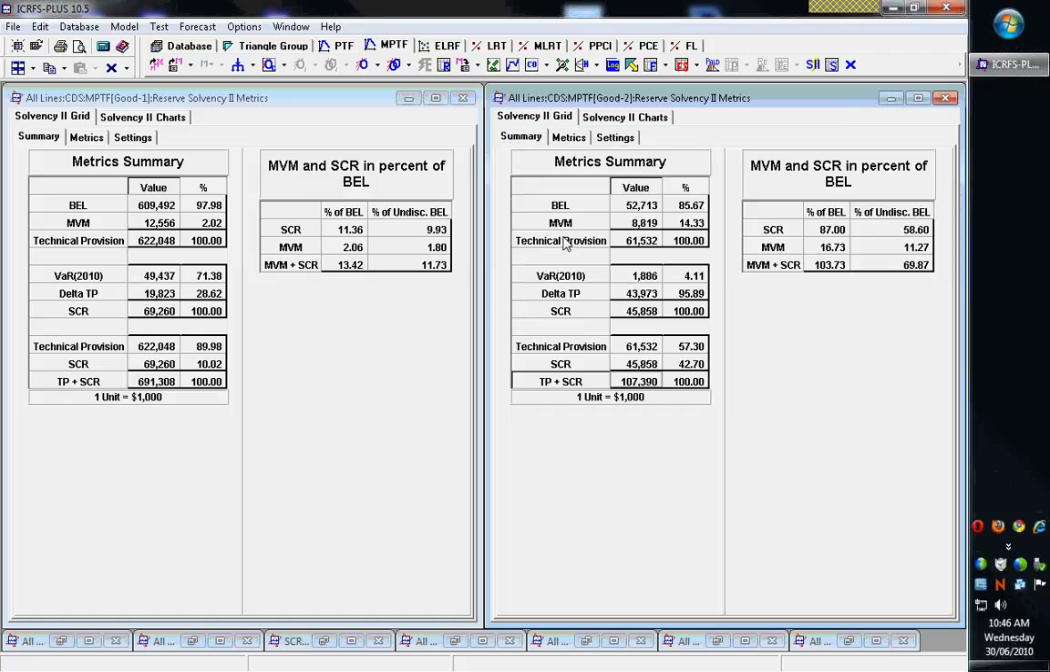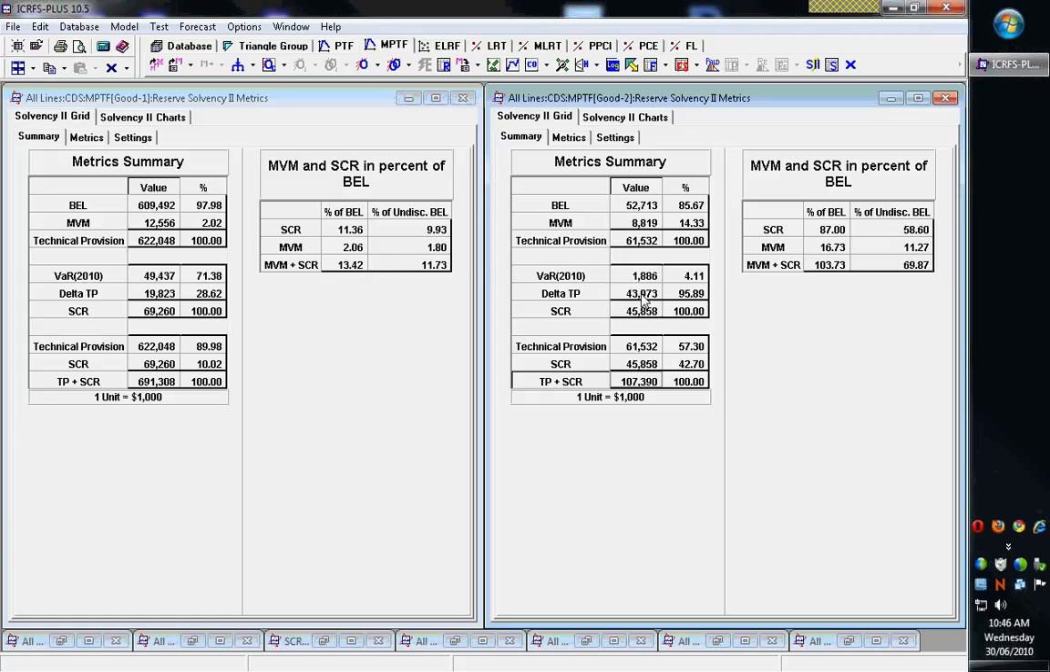Well, this difference between the two figures of our undiscounted BEL and our technical provisions plus SCR is driven by the correlation between the calendar years. Now, where does this occur? It occurs principally in the delta TP. So if we're looking at the SCR, SCR is 46 million that we're adding on. Then 96% of that is taken from delta TP.